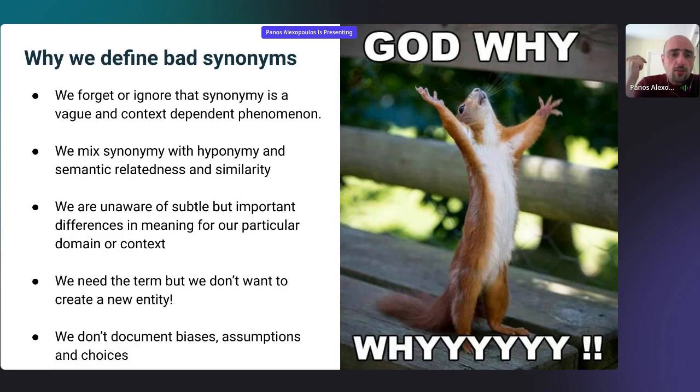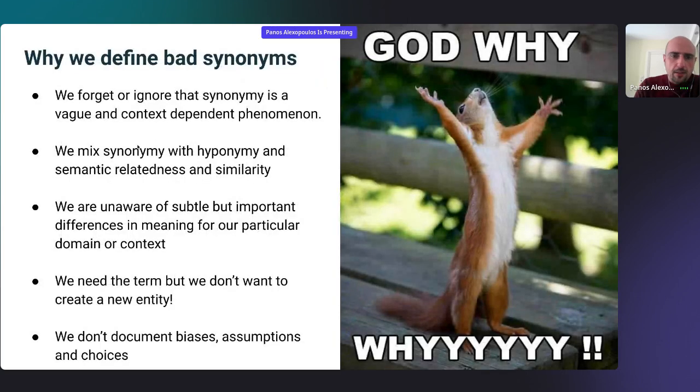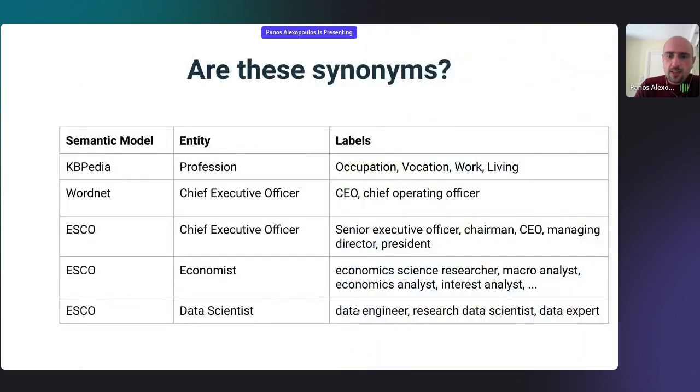A second thing is that we mix synonymy with hyponymy and semantic relatedness in general. If we go back here, for example, I will show this later, but we have the concept of relatedness. So, for example, a data scientist and a data engineer are related terms, but they are not the same thing.